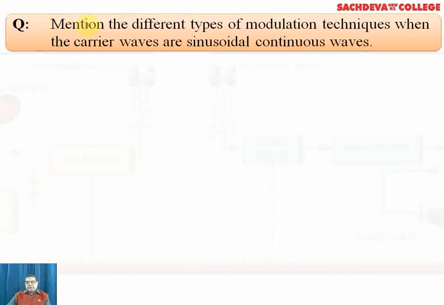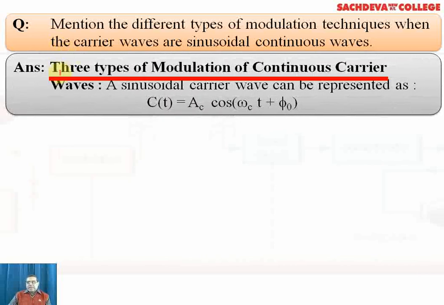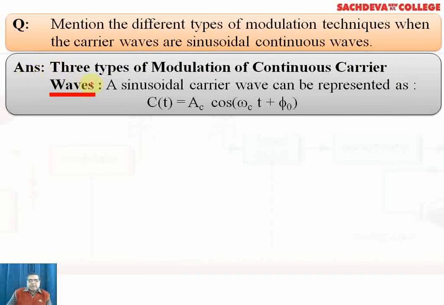Now we come towards the different types of modulation techniques when the carrier waves are sinusoidal continuous waves. So different types of modulation we have to discuss, and the techniques when the carrier waves are sinusoidal, that is in the form of a sine graph, and continuous waves. Three types of modulation of continuous carrier waves are there.